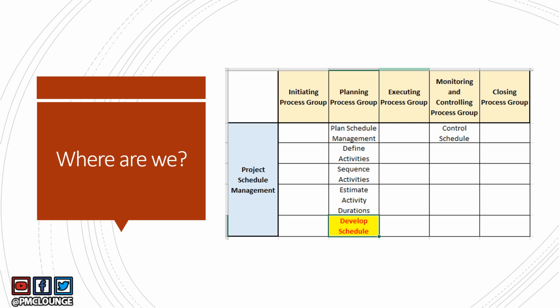So where are we? Check from the PGKA mapping. We are in the project schedule management knowledge area. We have covered all these processes, and you'll find all of them discussed already. We are here, talking about the develop schedule process. This is part of the planning process group. After that, we have just one more process called control schedule, and we'll be done with the schedule management knowledge area. So that is where we are.